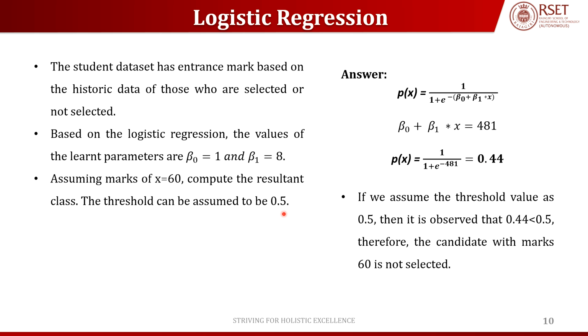So the threshold is mentioned as 0.5. The value of this sigmoidal curve, that probability, is 0.44. So it is less than 0.5. Therefore, the candidate with 60 marks will not be selected. So that is the conclusion for this.